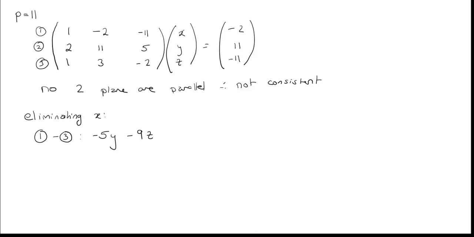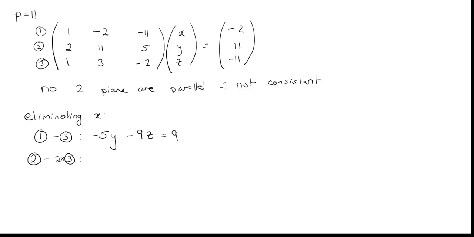And it's important that you do it to what they're equal to as well. So it's minus 2 minus minus 11, that gives us 9. Okay. Now I'm going to do row 2, take away 2 times row 3.